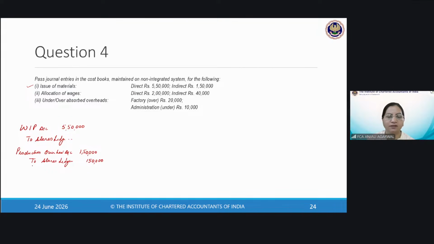Allocation of wages, work in progress to wages control account, by 2 lakhs. And production overheads, to work in progress to wages control account, 40,000.